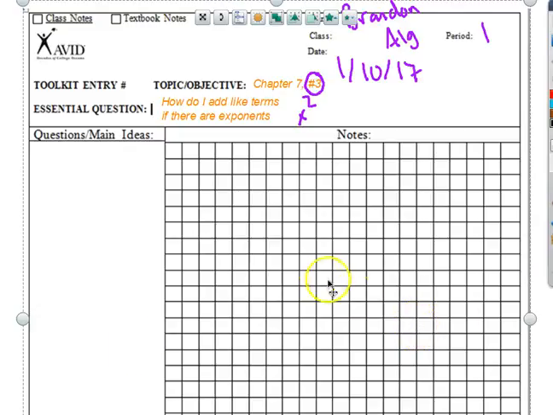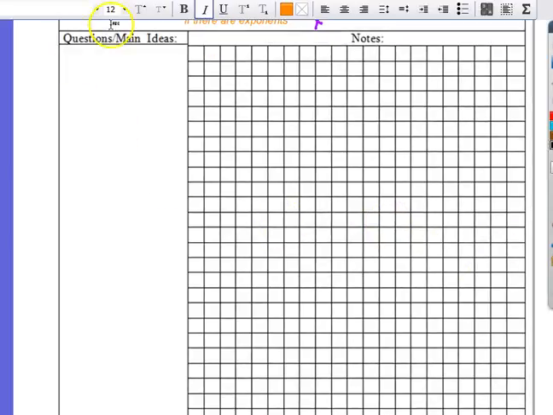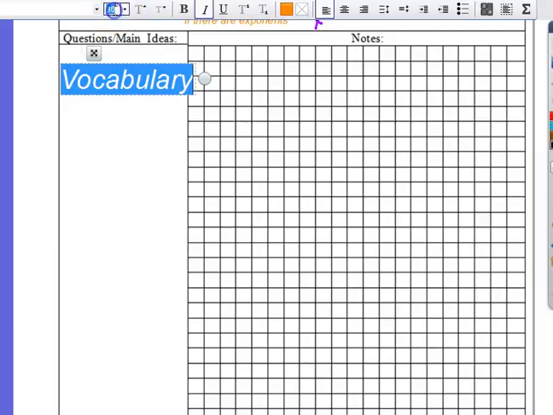And new for today is not a bunch, but some vocabulary, and it is all super easy. So this is probably the easiest day of the whole semester, vocabulary. So there's some new vocabulary for this unit.